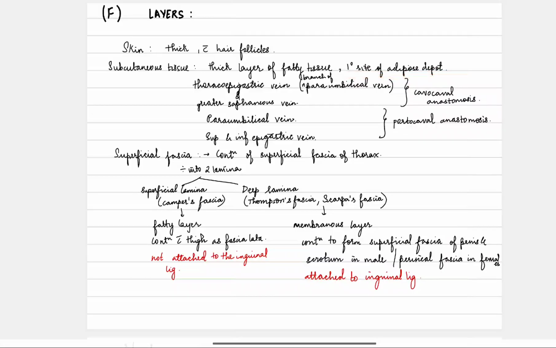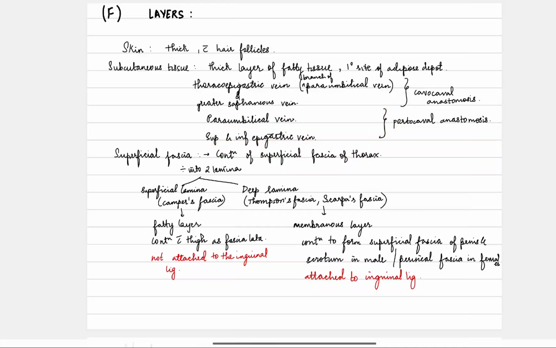Now, there is the thoracoepigastric vein and the greater saphenous vein. This thoracoepigastric vein is a branch of the paraumbilical vein. These two, the thoracoepigastric vein and greater saphenous vein, form a cavo-caval anastomosis. The paraumbilical vein with the superior and inferior epigastric veins forms a portal-caval anastomosis. It helps.